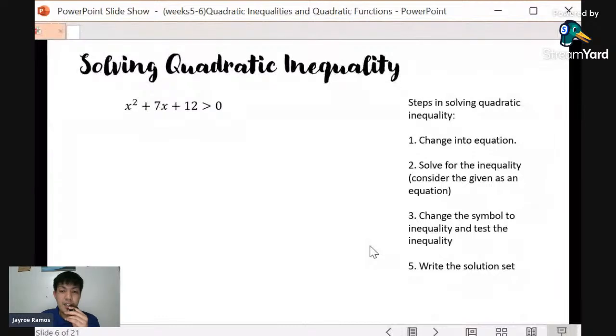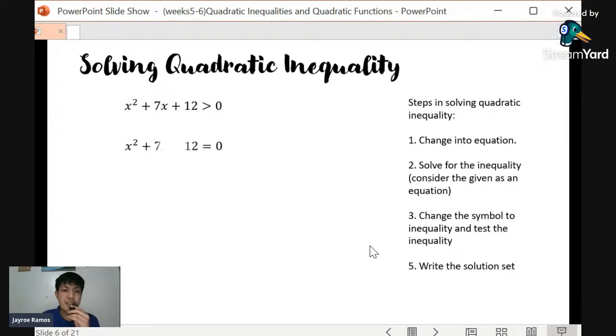So the second one, kapag na-change na natin into equation, we're going to solve for inequality. Okay? And then we're going to consider that as an equation. And then number 3, change the symbol to inequality and then test the inequality. Ngayon, itong number 3 yung ating pinaka turning point ng solving quadratic inequality, yung testing the inequality. Okay? And then the last one is writing the solution set.